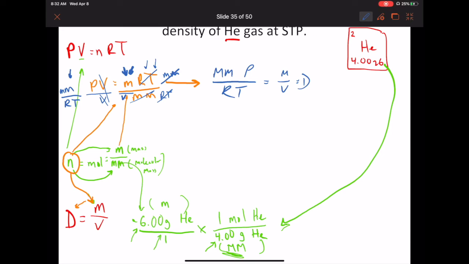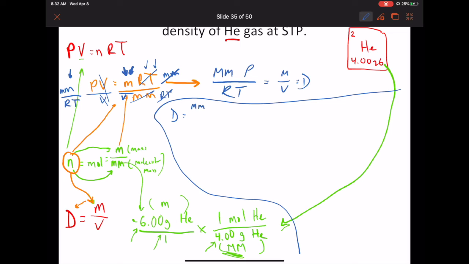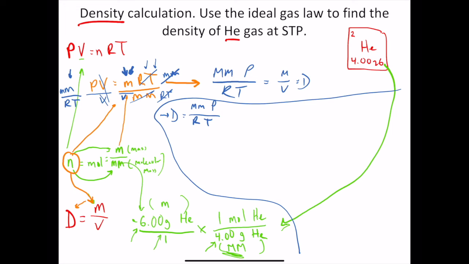Now, let's say that you just want to memorize the equation, which is totally allowed. Instead of doing all of that, you can say density equals the molecular mass times the pressure over RT. So that's a new equation for this chapter. I just showed you how to derive it from the ideal gas law, but you don't need to do that every time. You can just memorize this equation.